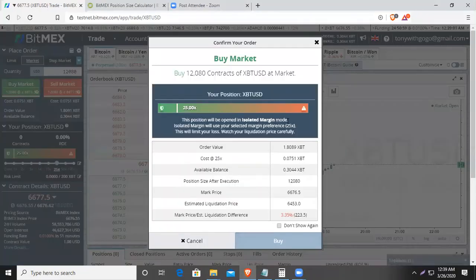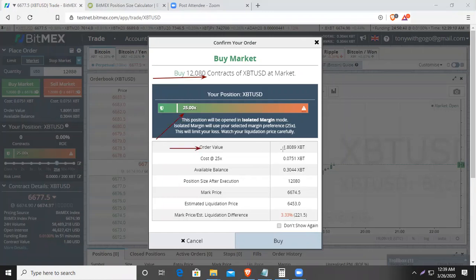I click on buy. Look at this. What does it say? It shows you a few things. It tells you that you are buying this amount of contracts. This is actually fixed when you are using any leverage. This is your leverage. This is the order value.